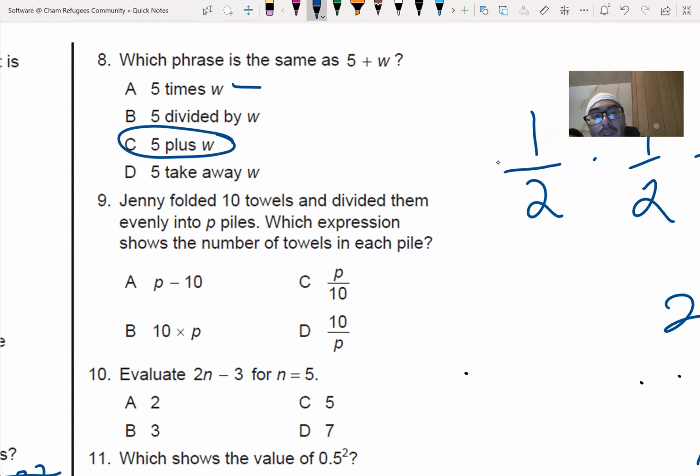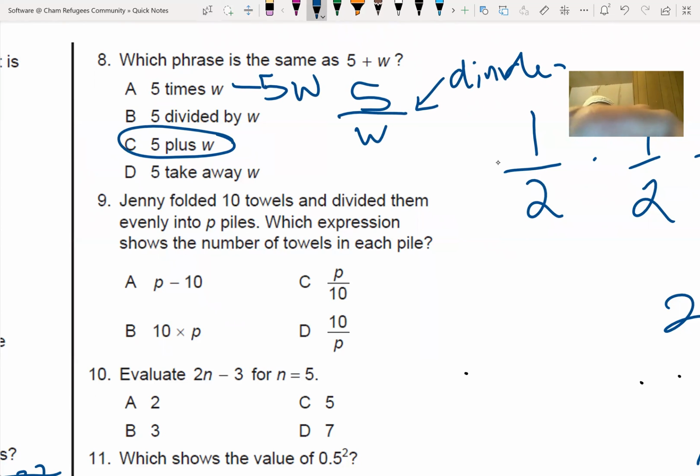5 times W would be what? 5W. What would be 5 divided by W? 5 divided by W. Remember, this means divided by, right? Okay, and then the last one it says 5 take away W. 5 take away W. Just for you guys to kind of see how we're supposed to solve that, okay?